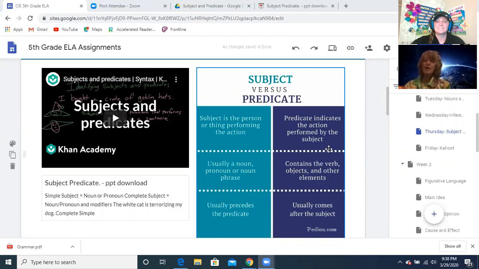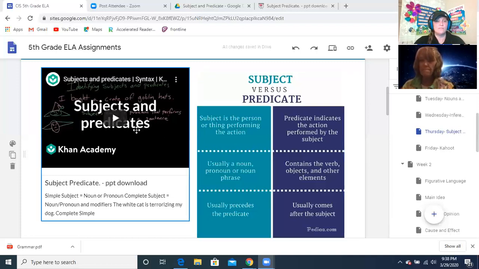I could say, Stewie barks at the birds. So Stewie would be the complete subject. Barks at the birds would be the complete predicate. The simple subject would be Stewie. What does Stewie do? He barks. That would be the simple predicate. So you can go on down if you want to. And there's a video right here if you want to get a little bit more instruction.